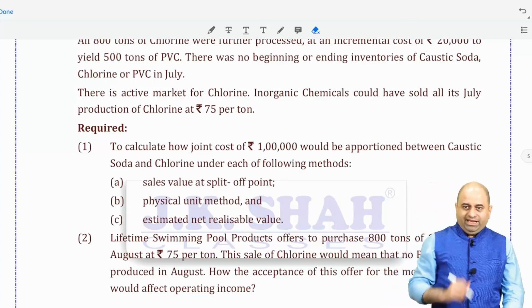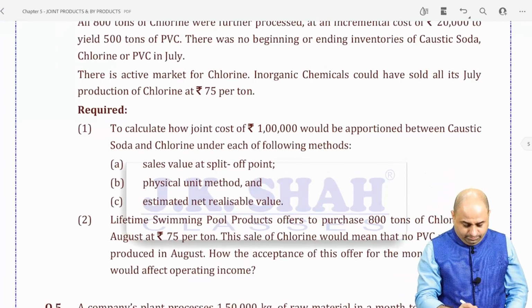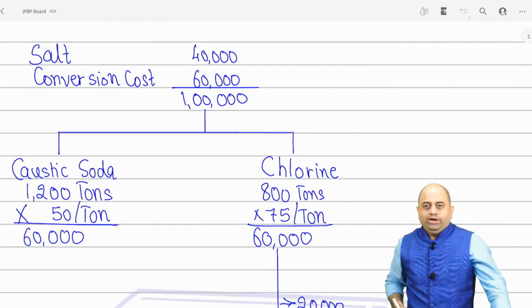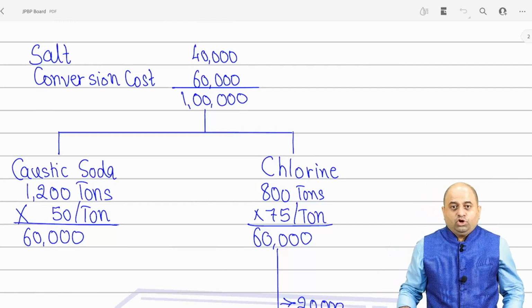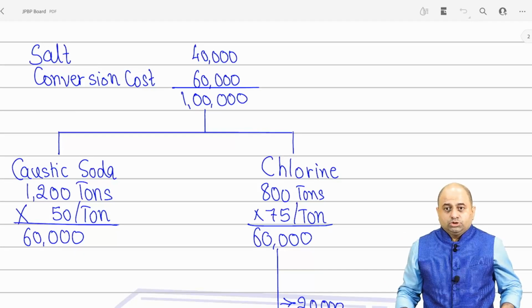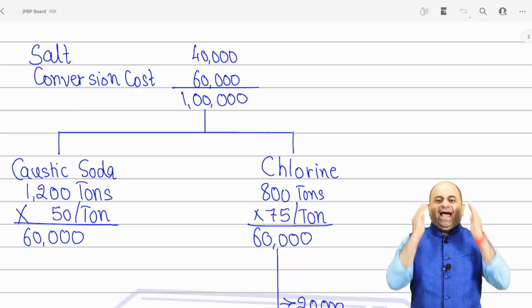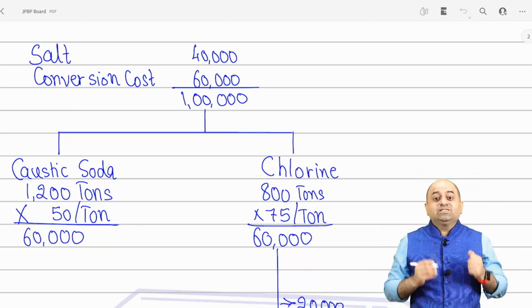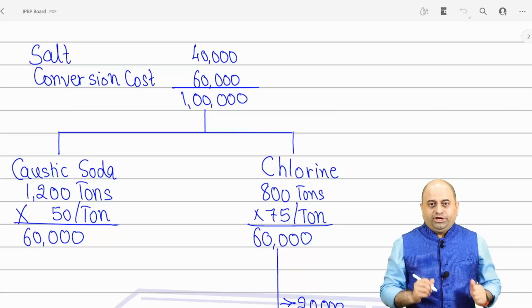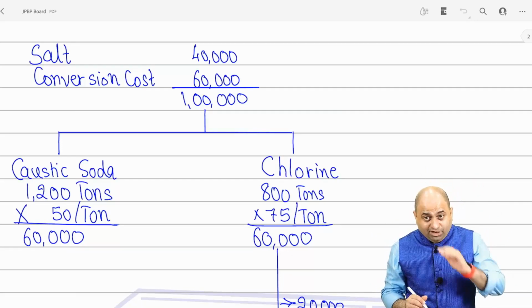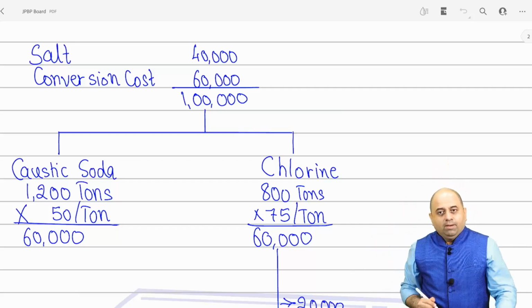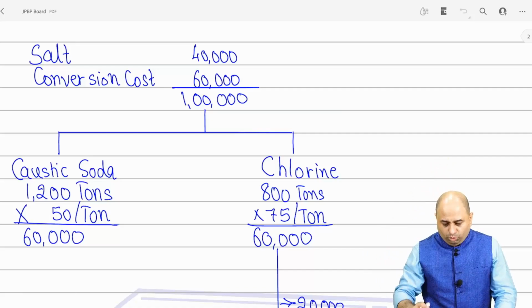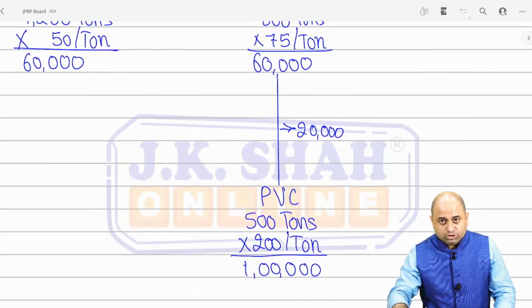Just a second. I'll bring the board in front of you. The board is right in front of you. Look at that. Now you have incurred 40,000 for salt and 60,000 for conversion cost. So 1 lakh rupees is what you have incurred to process caustic soda and chlorine together till split off point. 1 lakh rupees is your joint cost. It's a totally different point that in the required part they have mentioned 1 lakh as joint cost, but my chart which is there in front of you proves this. Just have a look at the chart once.